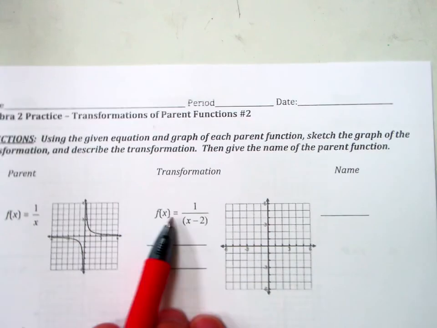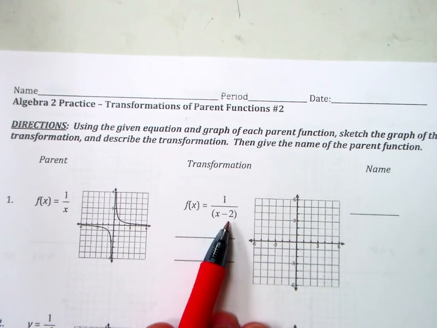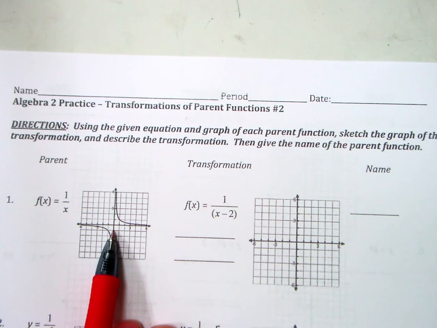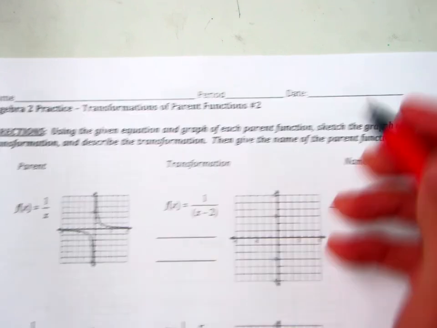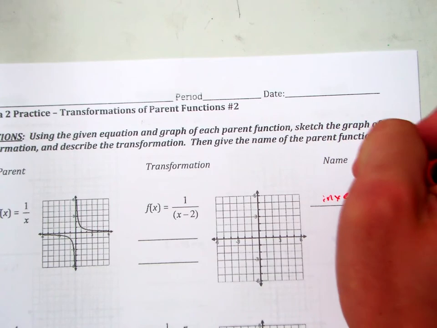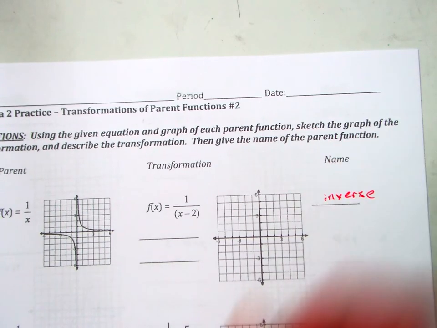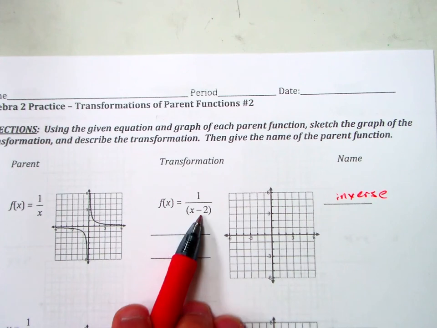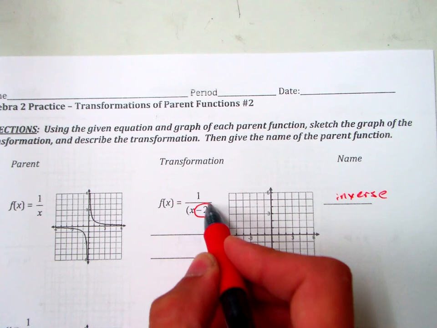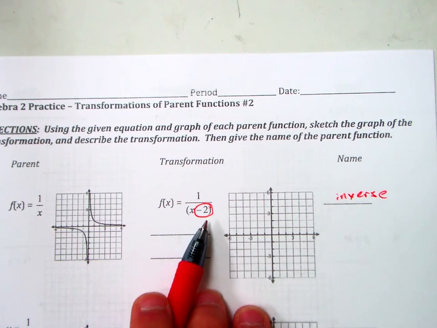So quickly, let's look at a few examples. When you see this, hopefully you see that as an h. It's actually been paired with the x. So if this is my original parent function, which is called the inverse parent function, that's the name of it, what's going to happen is, remember, h has the opposite effect. That looks like it would shift left 2. It's actually going to shift right 2. So you've got a negative 2 as an h. It's going to shift right 2.